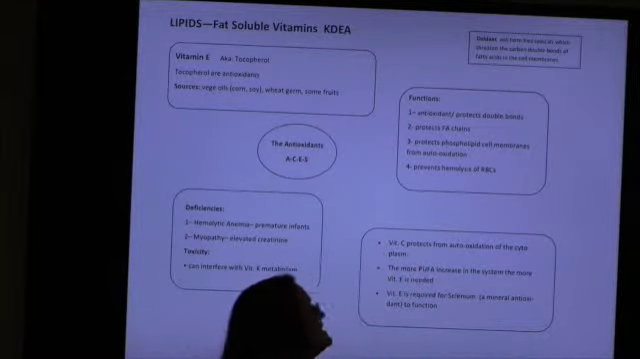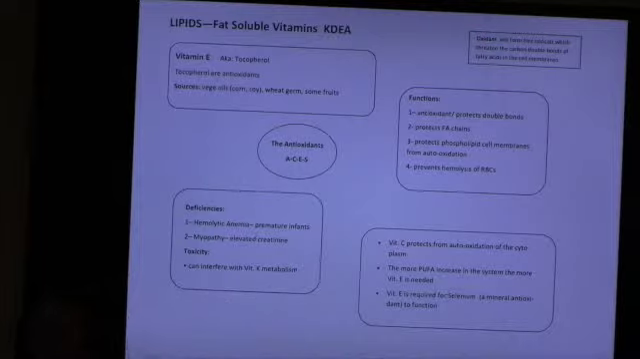Vitamin C protects against auto-oxidation of the cytoplasm, which is different from vitamin E, because vitamin E protects against auto-oxidation of what? Phospholipid membranes. So one is membranes, one is cytoplasm. Make sure you know the difference. If you're unsure how to remember that, you can remember C for cytoplasm.